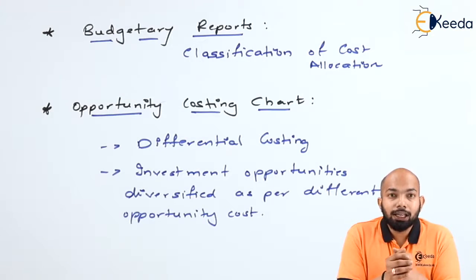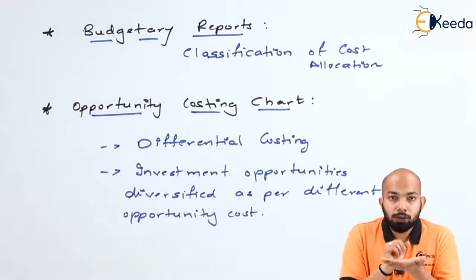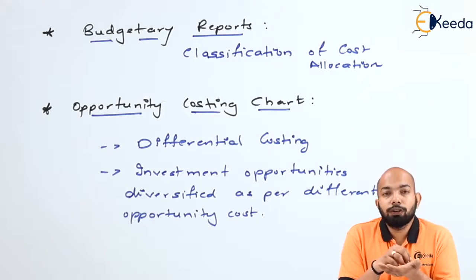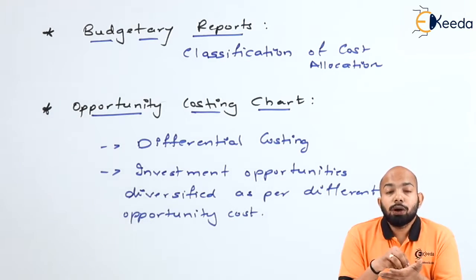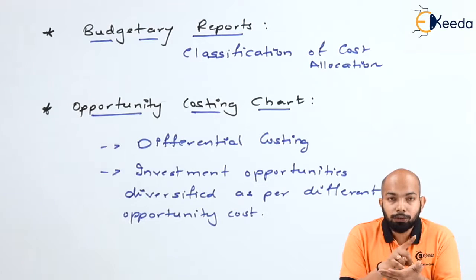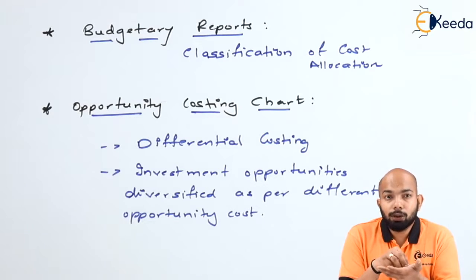Differential costing is, for example, if you have 10,000 rupees in your hand. Supposedly, you have two different jobs that you can perform with this 10,000 amount. It is not mentioned that you have to perform both jobs with 10,000, but you can perform either of the jobs with this specific 10,000.